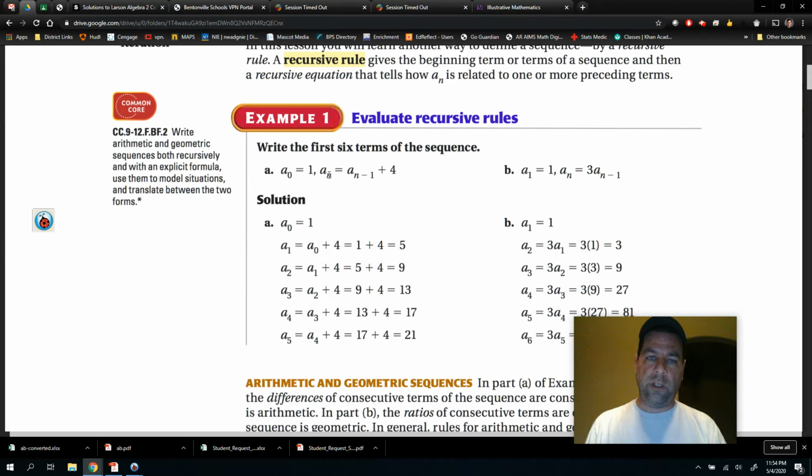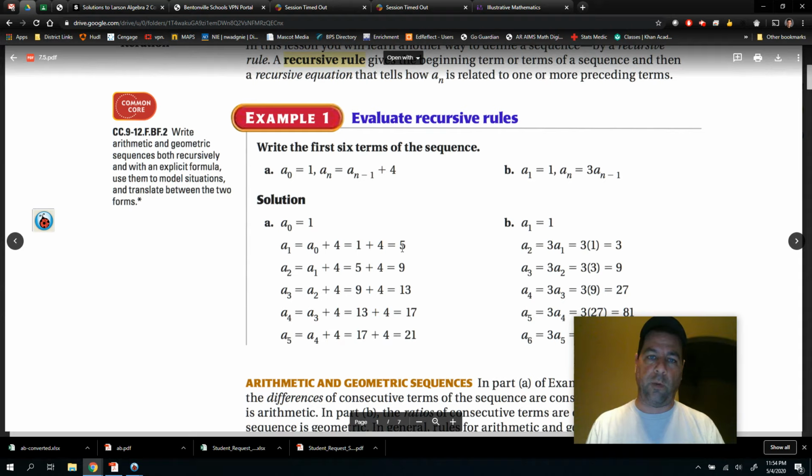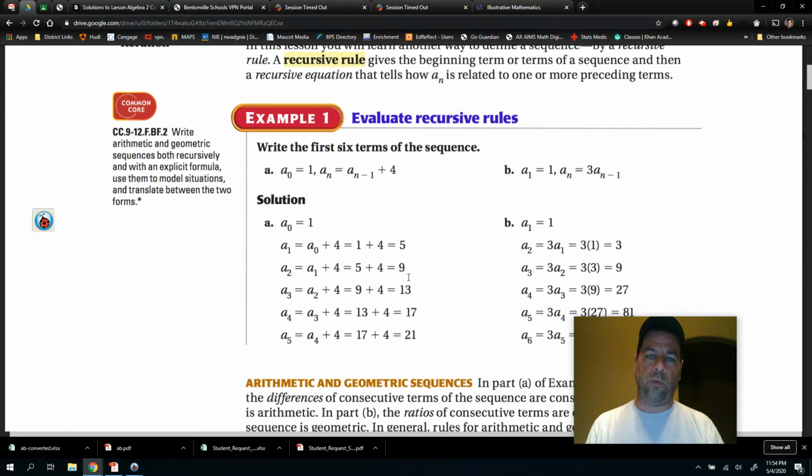And so you can see this, if I want a sub 1, I got to plug in a 1 right here. And then I got to plug in a 1 right here, which is 1 minus 1, which is 0. That means I'm going to use a sub 0, which is 1. And so 1 plus 4 gives me 5. And then when I want to plug in a 2, when I want the second term, then I need a 2 minus 1 here, which is a sub 1, which means I got to plug in the previous term, which was a 5. 5 plus 4 is 9. Then I got to do 9 plus 4, which is 13. So I just got to add 4 to each one of these. And so this is the recursive rule.